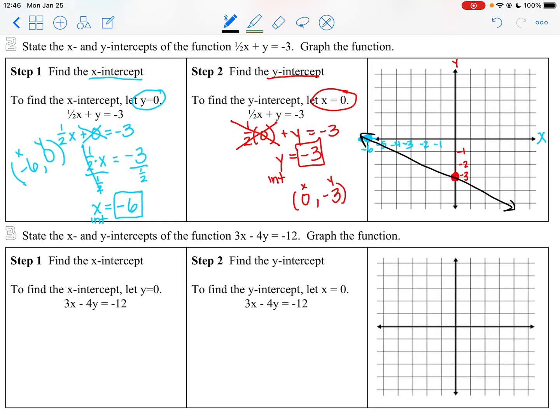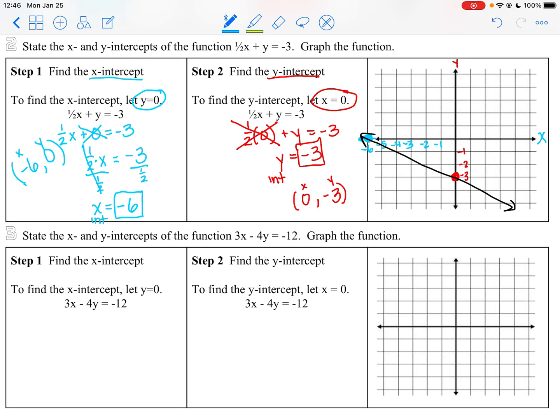So each time we're wanting to find the graph of an equation in standard form, we can use this method and we can draw the line between the 2 points. So here, our next equation we're working with is 3x minus 4y equals -12. So I'm going to write that equation twice.